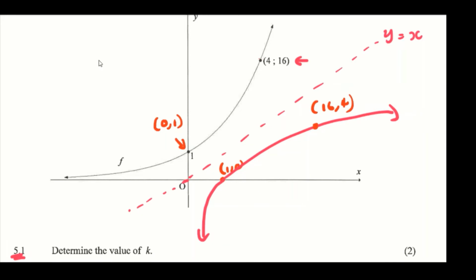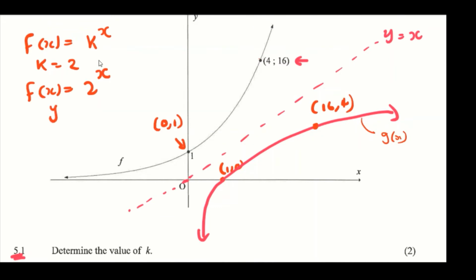So to write down the equation of this graph of g of x, we're going to use f of x being equal to k to the power of x, right? And we found k to be equal to 2 in the previous question. So f of x is equal to 2 to the power of x, which is y equals 2 to the power of x, right? So where there's x we put y, and where there's y we put x. So we're going to say x equals 2 to the power of y, and then we use our logs by saying y equals log base 2 of x.